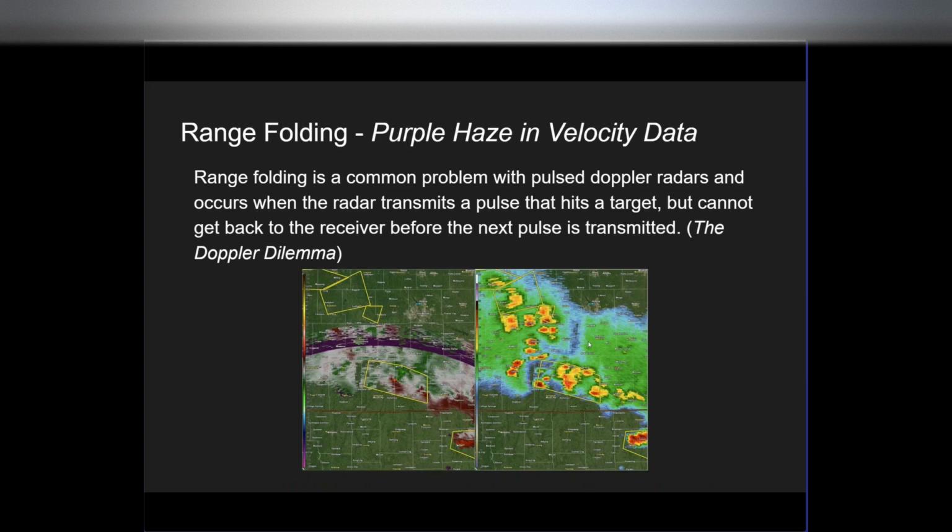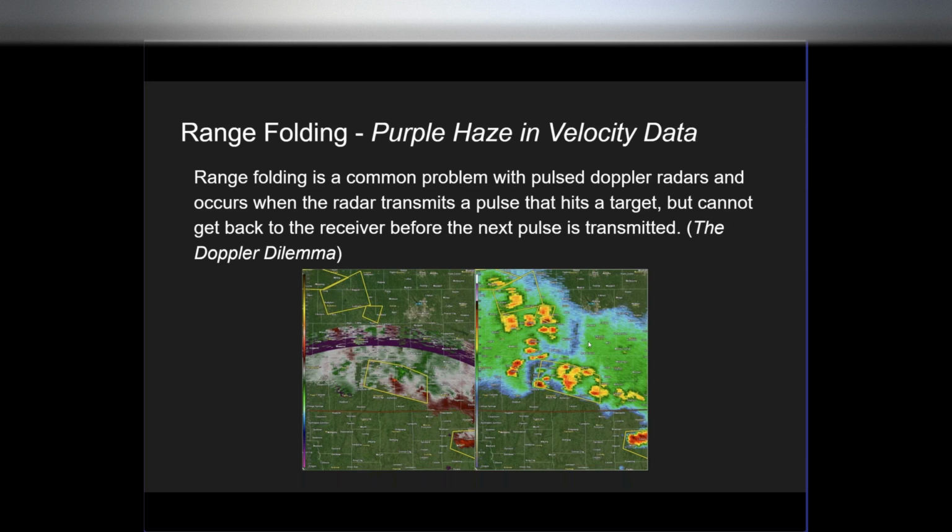As I lost internet today, for those that have joined late, as we lost the internet here in the office and I'm on a MiFi, I was trying to grab some better examples of purple haze or range folding. You might see this sometimes in the velocity data, and range folding is a common problem with pulse Doppler radars. It's the Doppler dilemma, as we refer to it. Basically, when the radar transmits its pulse and it hits its target, but it cannot get back to the receiver before the next pulse is transmitted, you end up with what we call range folding. You end up with this purple haze here. And this is due to the pulse repetition frequency.